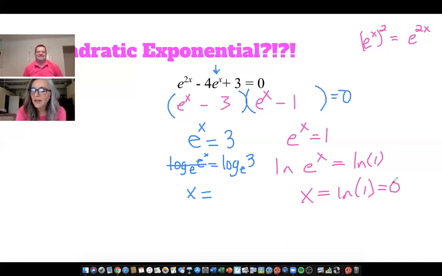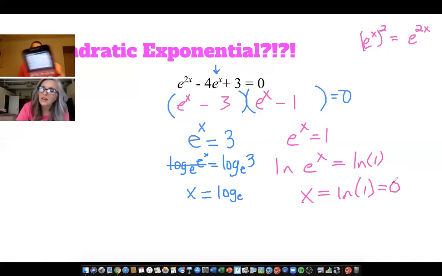So can I leave my answer as log base e of 3? How do you feel about that, Mr. Bobby? I would be happy with that. I mean, if you feel the compulsive need to grab your friendly neighborhood calculator and type that in, I'll do it, because somebody probably has that compulsive need. The answer that the calculator gave me is 1.0986.